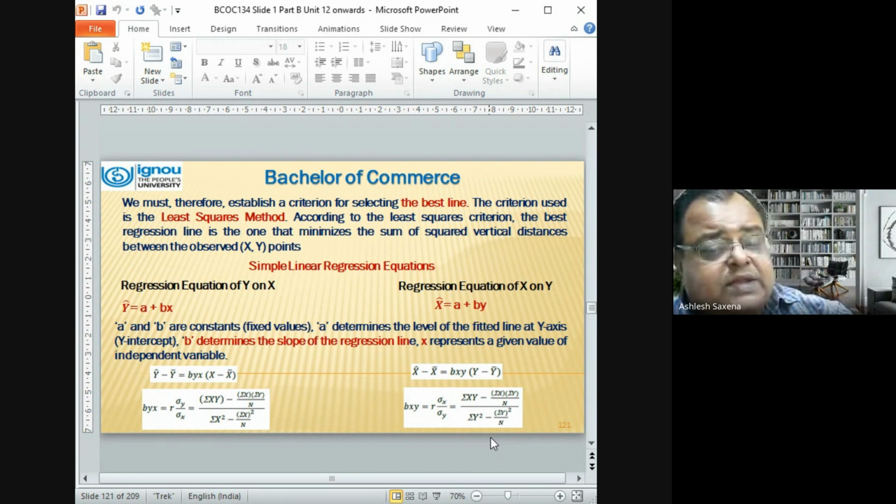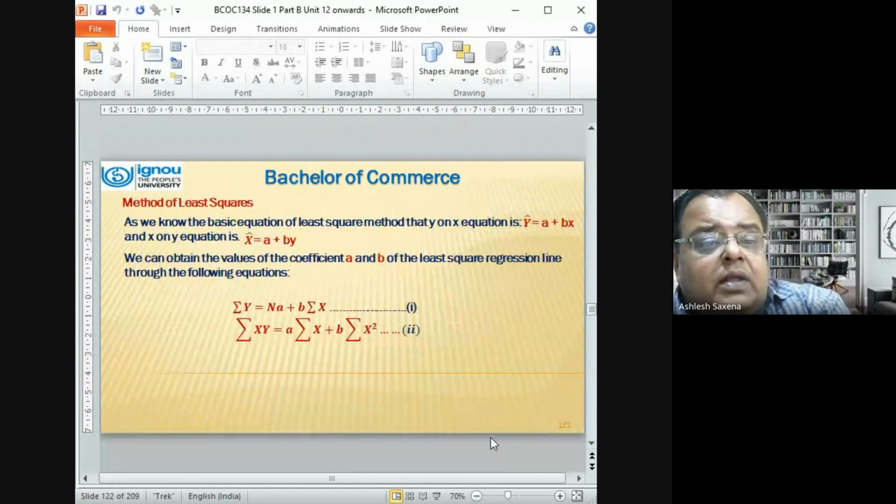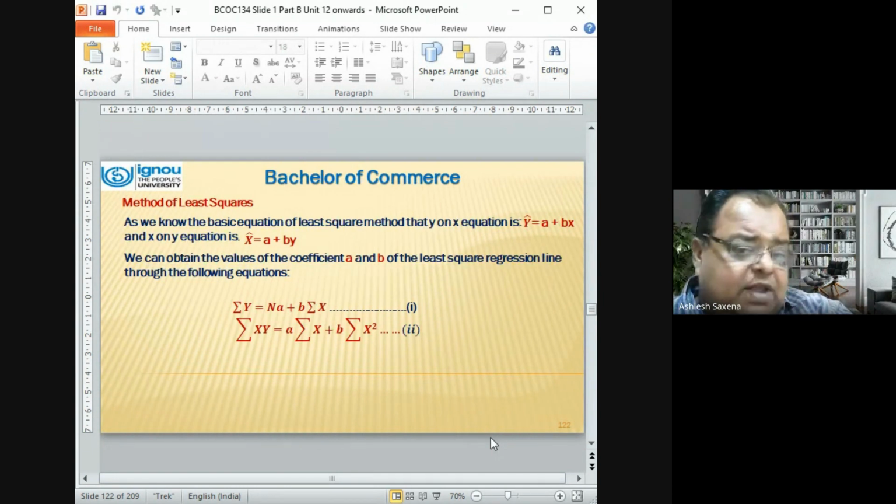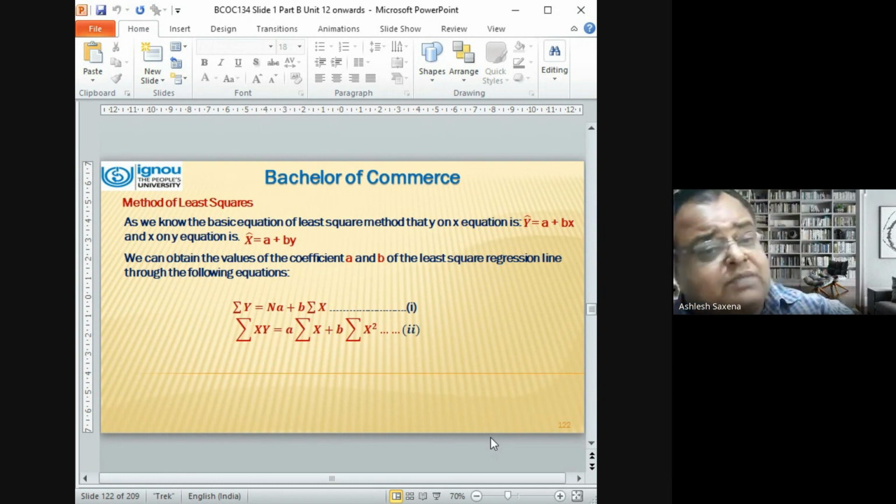These are the relations. Now we will see how the regression equation is created or generated. Where we have the value of x, we can find out the value of y. But we have two constants in these equations, that is a and b. For calculating the values of a and b, we use the method of least squares.